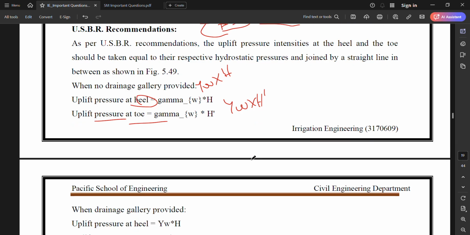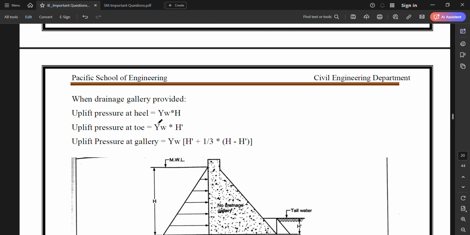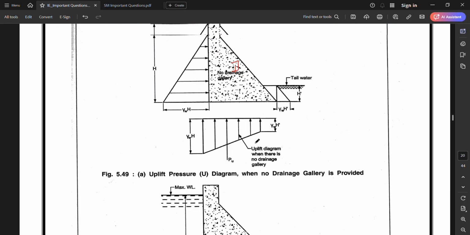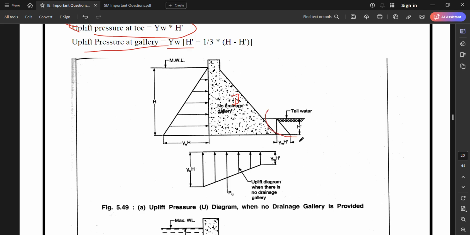Okay, when a drainage gallery is provided, uplift pressure at heel is gamma W into H, uplift pressure at toe is gamma W into H dash. Uplift pressure at the gallery, if there is any drainage gallery provided here, is gamma W into H dash plus gamma W 1 by 3 into (H minus H dash). So this is the formula. This is for heel, and this is for toe.